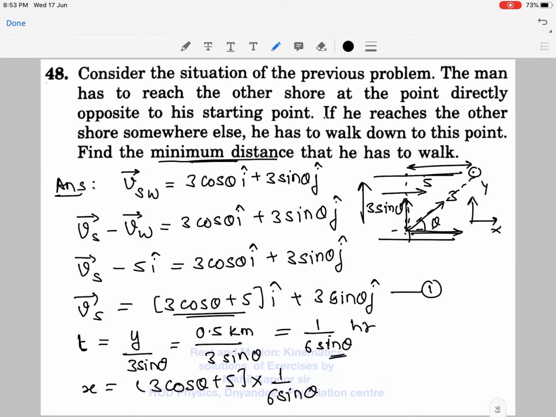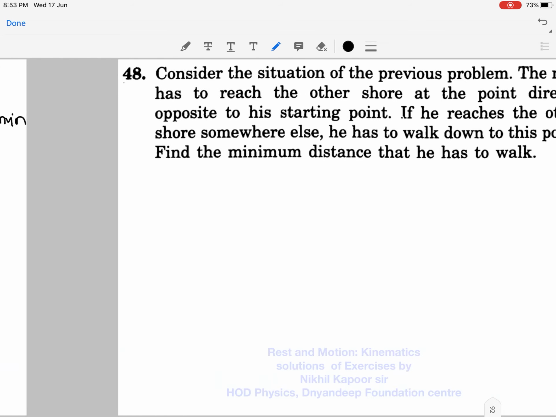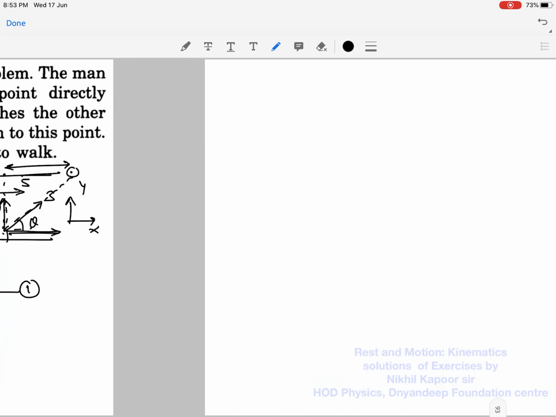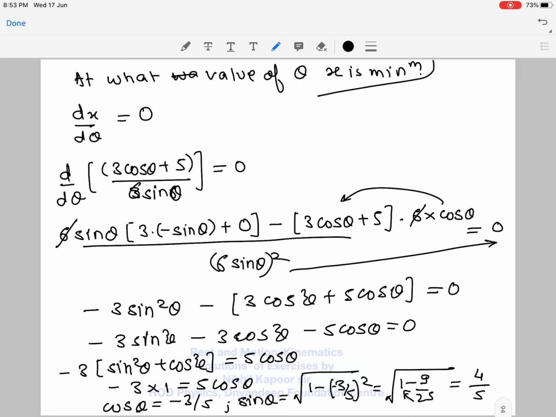Now I have to substitute this value in this equation, because for cos theta equal to minus 3 by 5, x is minimum. And I can also find the value of sin theta using cos theta, that is under root 1 minus cos square theta. So it is minus 3 by 5 the whole square, so it is under root 1 minus 9 by 25. So it becomes 25 minus 9, it's 16, and root of 16 is 4, and 25 is 5, so 4 by 5. Now what is the minimum value of x?